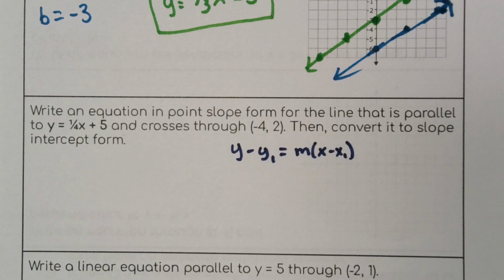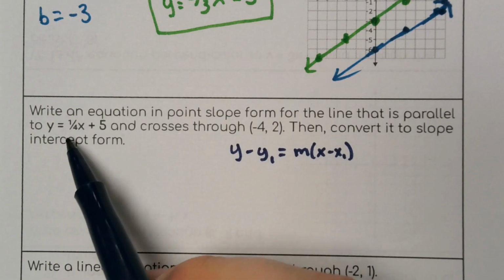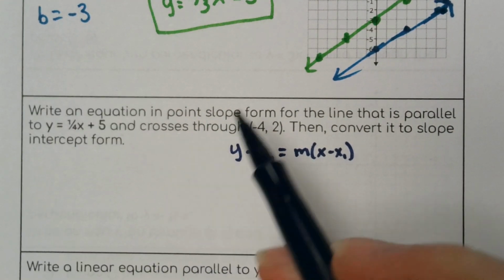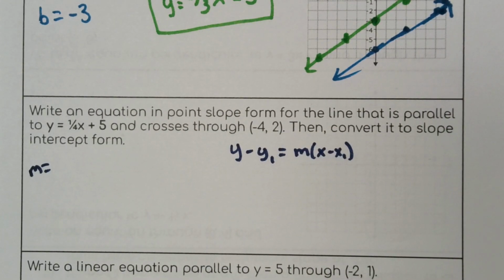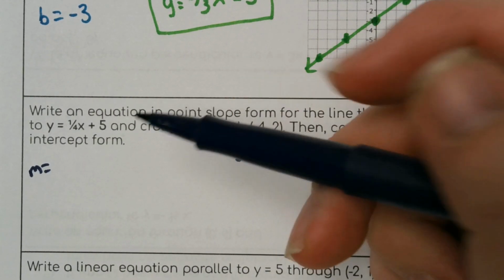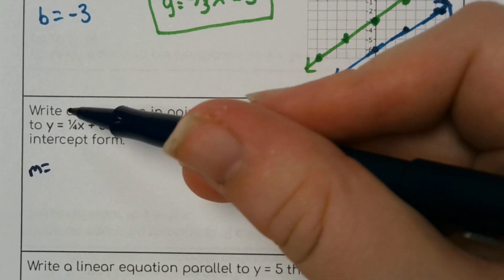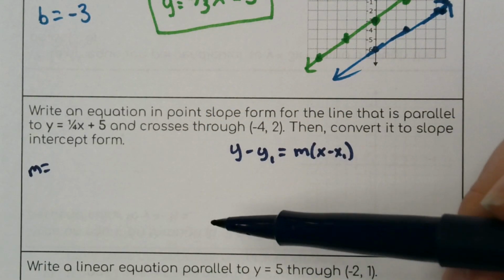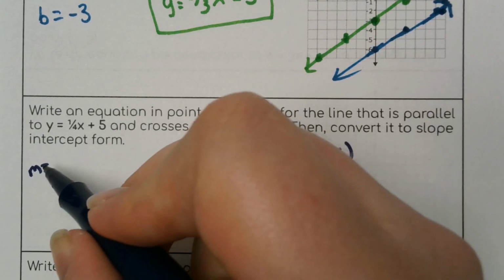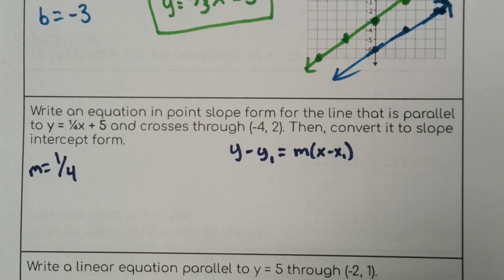Okay, and we want it to be parallel to y equals 1/4 x plus 5 and cross through that point. Then we'll convert it to slope intercept. So our y equals 1/4 x plus 5, we want it to be parallel. So what's my slope going to be? What's my slope up here? 1/4. Okay, what's my slope going to be down here? 1/4. It's the same because it's parallel.